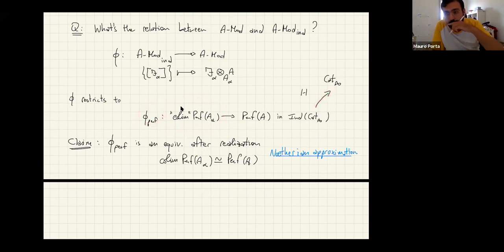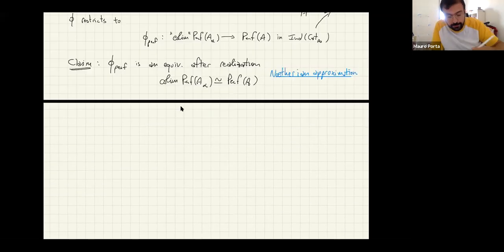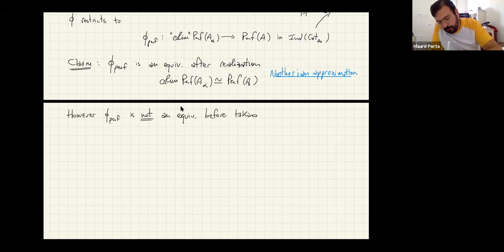before taking the realization. And the reason is very simple. However, phi perf is not an equivalence before taking realization.